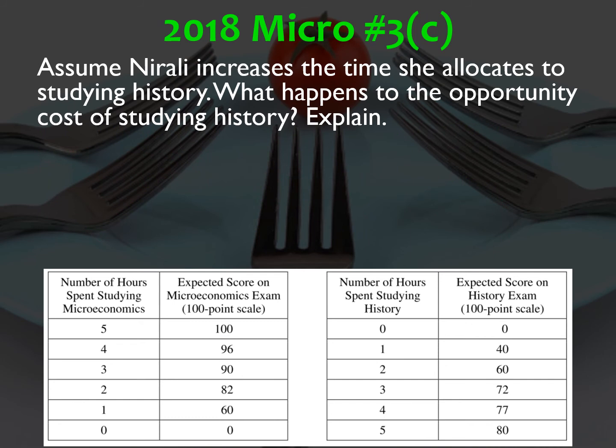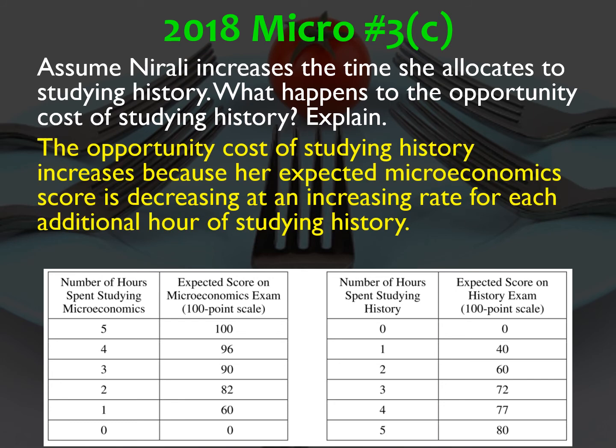C, assume she increases the time she allocates to studying history. What happens to the opportunity cost of studying history? Explain. So the opportunity cost of studying history increases because her expected microeconomics score is decreasing at an increasing rate for each additional hour she studies history. So you can see the difference here is 6, here it's 8, here it's 22. So you can see as she studies more history, she's costing herself more and more points on micro.